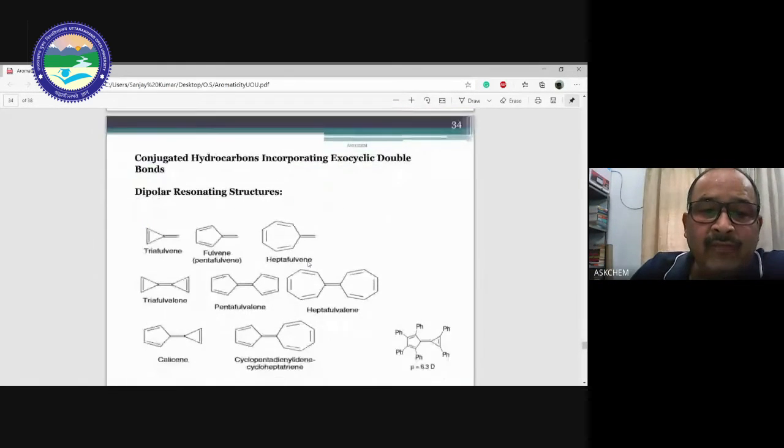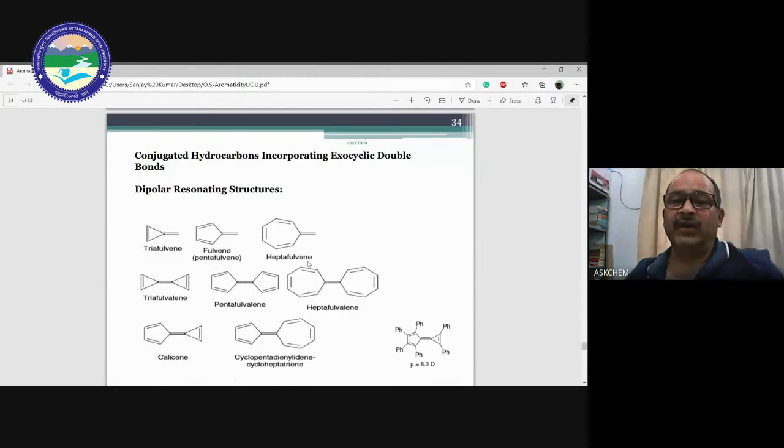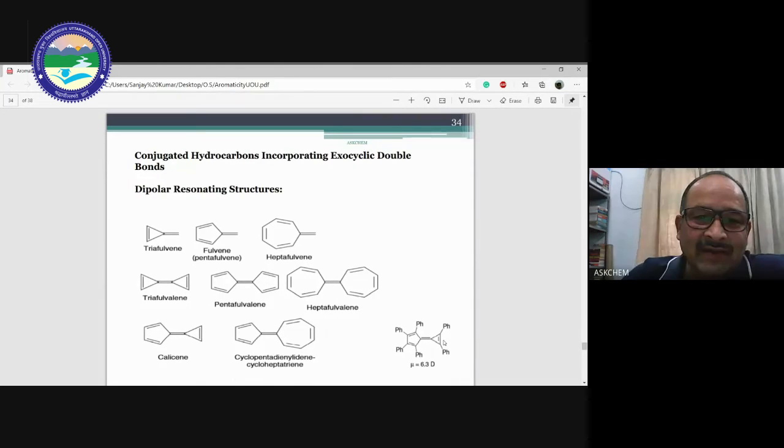Now, conjugated hydrocarbons incorporating exocyclic double bonds. In the case of conjugated hydrocarbons incorporating an exocyclic double bond, that is the double bond that is outside the ring. So this is the case of triafulvene. In this triafulvene, if the exocyclic double bond is shifted in such a fashion that it makes a cyclopropenyl cation, then it gives rise to aromaticity.